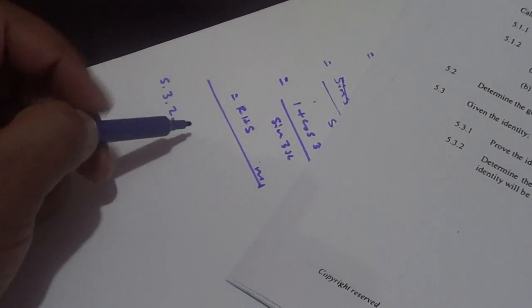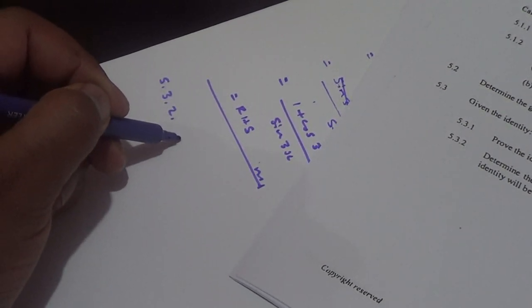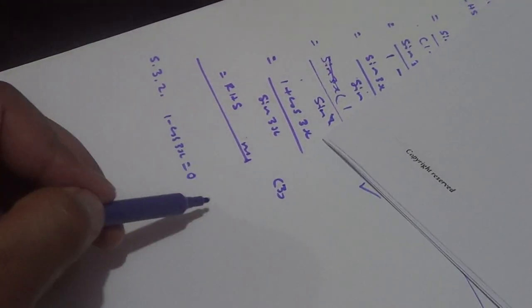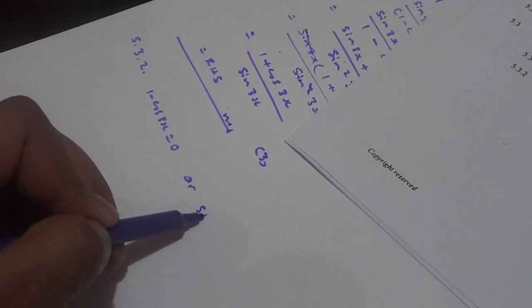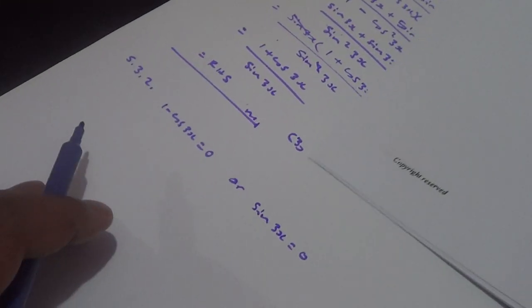So it would mean that you would have 1 minus cos 3x equals 0, or sine 3x equals 0, right?